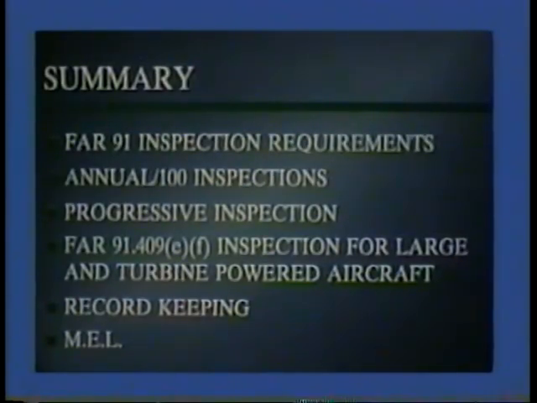Part 91 sets the inspection requirements for all aircraft operated under this FAR. We reviewed annual and 100-hour inspections, and examined the difference between progressive inspections and inspections for large and turbine-powered aircraft. We also looked at rebuilt and zero-time engine record keeping and where to find Part 91 minimum equipment list requirements.